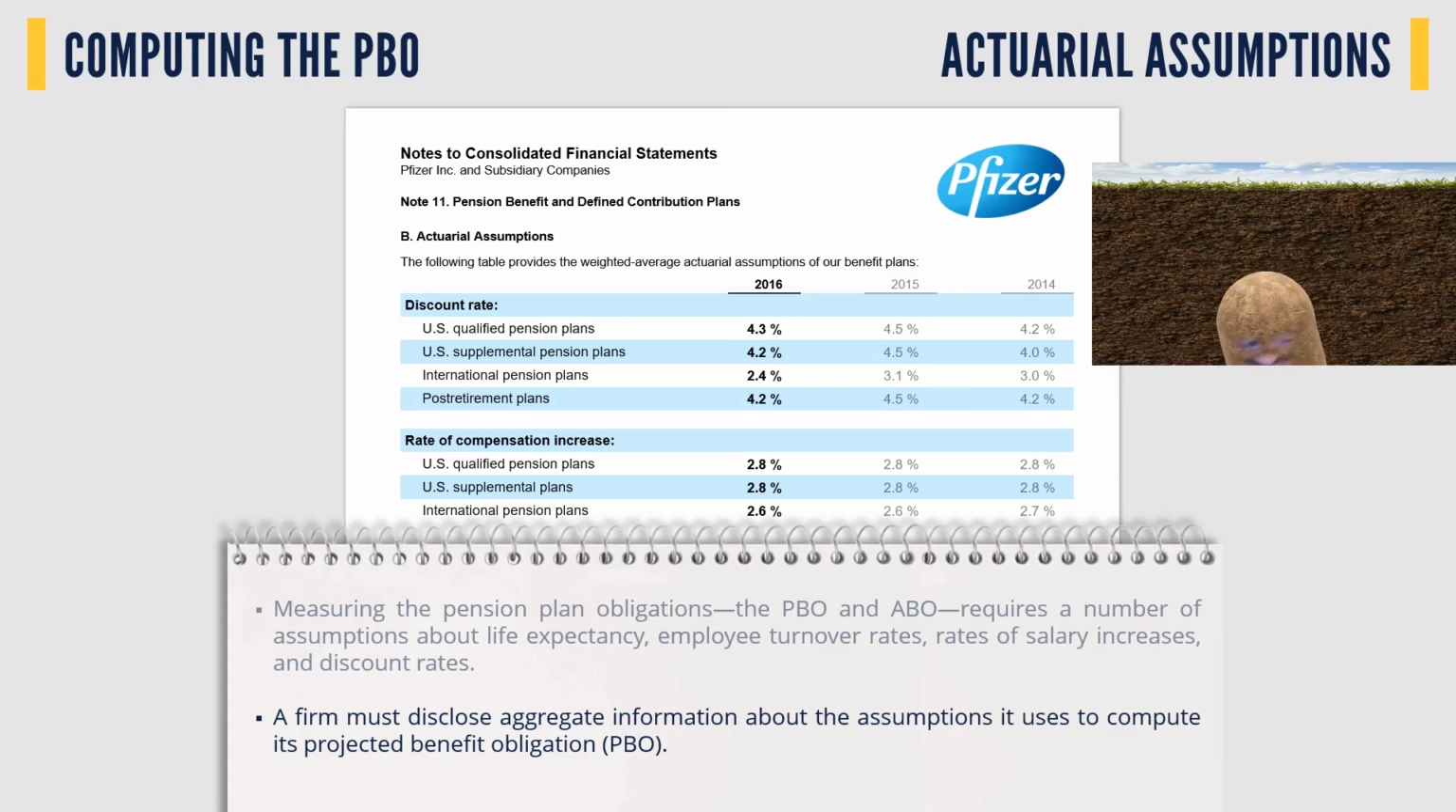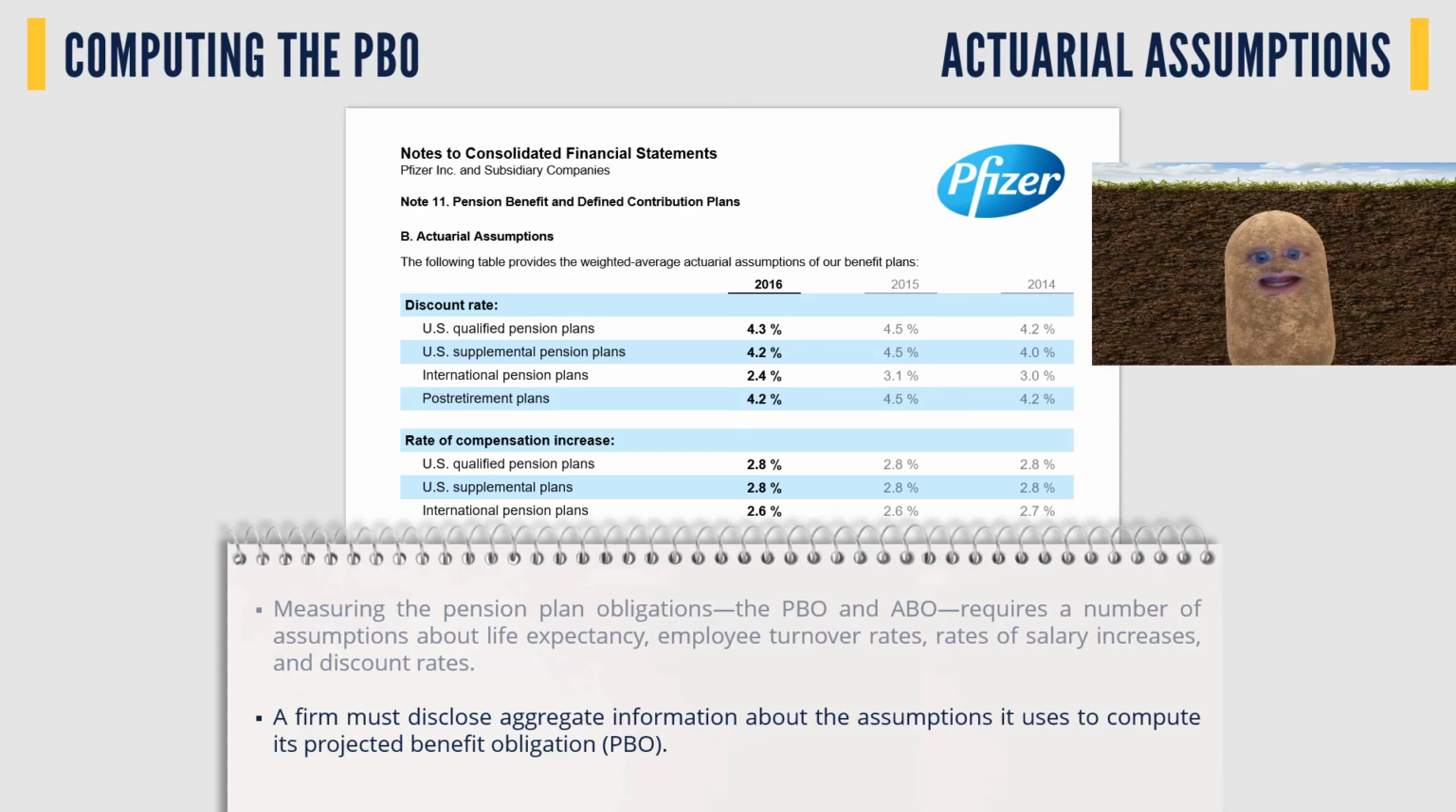The aggregate assumptions have to be disclosed in the footnotes to the financial statements. Here is the example of Pfizer's. The only thing you can do with these is really just see if it passes the smell test of, is 4% a reasonable discount rate to apply to these? If I saw 70%, I would probably say no. Is the rate of compensation increase 2.8% reasonable? I'd have to dig in to see what kind of employees are covered by that.